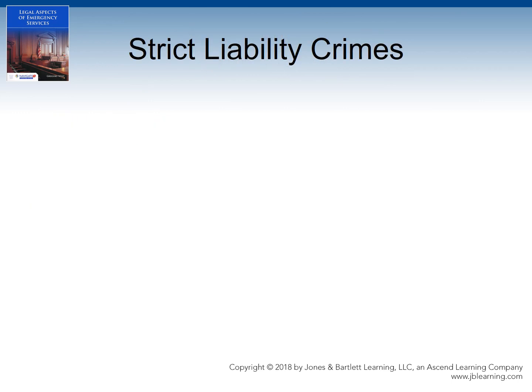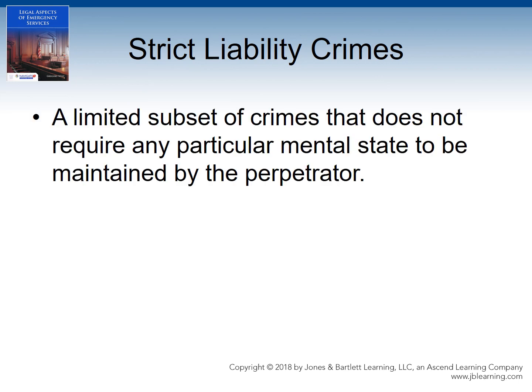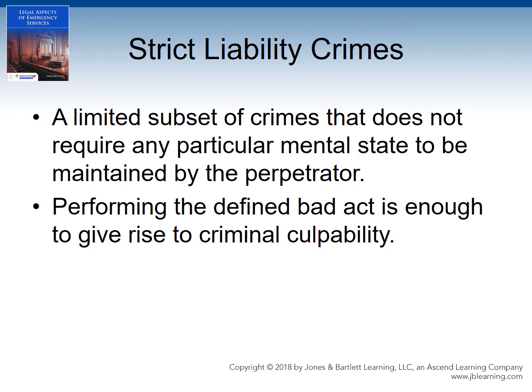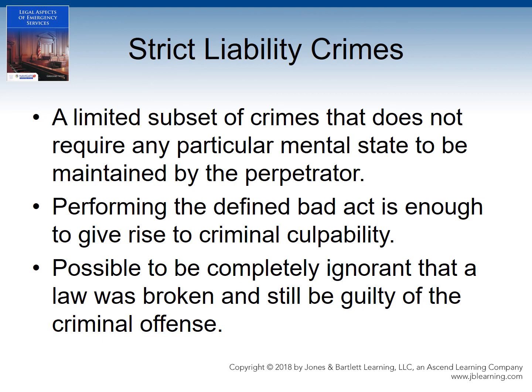While we said that a bad intent must typically accompany a bad act for a crime to be committed, there are some crimes, referred to as strict liability crimes, whereby the perpetrator need not have any particular mental state to be criminally liable for bad conduct. With such crimes, the defined bad act is enough to give rise to criminal culpability. It is even possible to be completely ignorant of the law that was broken or the existence of a fact related to the crime and still be guilty of the criminal offense. As an example of a strict liability crime, having sexual contact with a minor is often illegal, even if the alleged perpetrator thought the victim was 18 years of age or older.